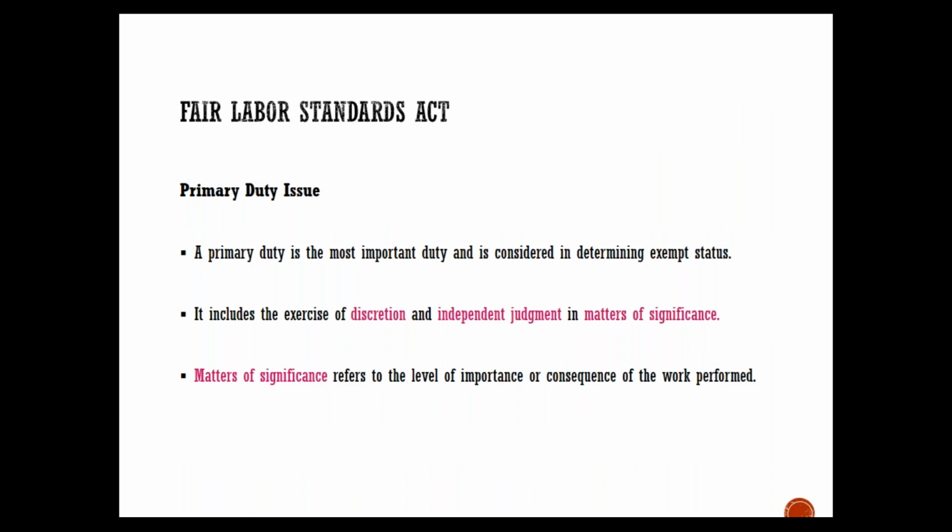The exemption tests are also set on a primary duty, and it's the most important duty, and that is performed in the work. So if you have a job description and you have percent times, you always want to make sure that the most important primary duty that has to be fulfilled is first and is probably weighted with more time. It includes the exercise of discretion and independent judgment in matters of significance. So it's about making decisions and how much control someone has over doing that, and about taking risk. And the matters of significance refers to the level of importance or consequence of the work performed.